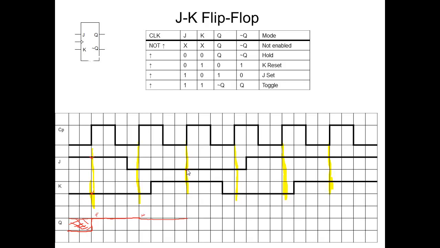Now we've got a low on J, a high on K, so it's going to reset or clear. I want to think of it that way. That's because of K. Now we've got two lows, so it's going to hold. We've got a high on J, low on K, so it's going to set or go high. That's because of J. And here we've got a high on J and a high on K. Remember, that's a toggle mode. So if the output's high right now, it's just going to toggle or inverse to a low. So that would be our toggle mode right there.